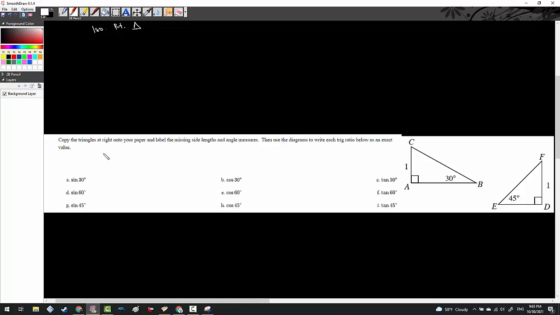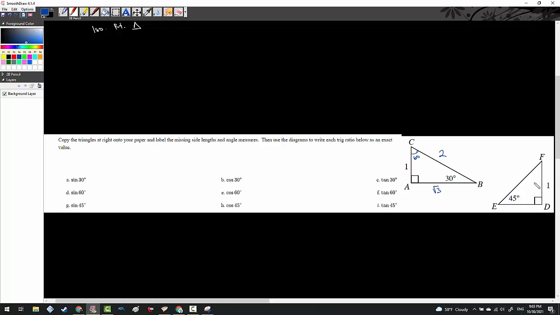It says, copy the triangles at the right onto your paper and label the missing side lengths and angle measures. Then we'll use the diagrams to show what each of the values are. So let's go. Opposite the 30 on this 30, 60, 90 right triangle, which is A, B, and C, is going to be 1, which means opposite the hypotenuse is going to be double that 1. So I'm going to call that 2. And then opposite the 60-degree angle is going to be the medium side, which is 1 times rad 3, or just rad 3.